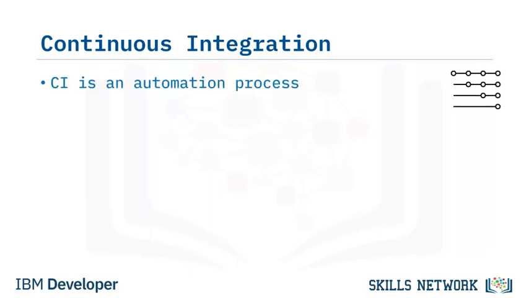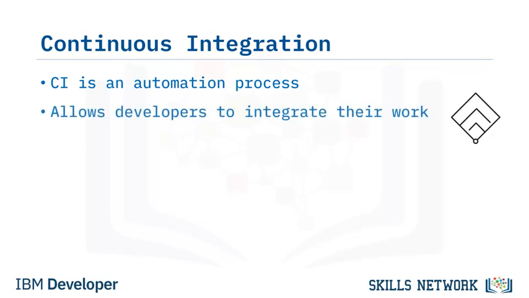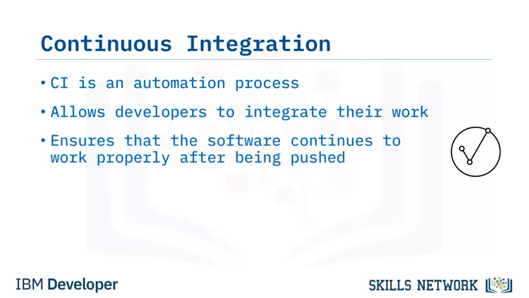Continuous integration or CI is an automation process that, as its name implies, enables the continuous integration of code changes back into the main codebase. It allows developers to regularly integrate their work into a repository so that their changes don't drift too far from the master or main branch. When a developer pushes their work into the source code repository, it ensures that the software continues working properly by automatically running a series of tests to detect any breakage.